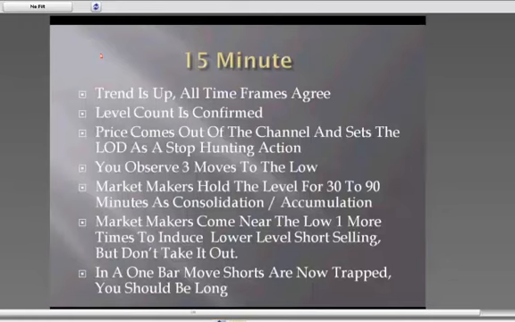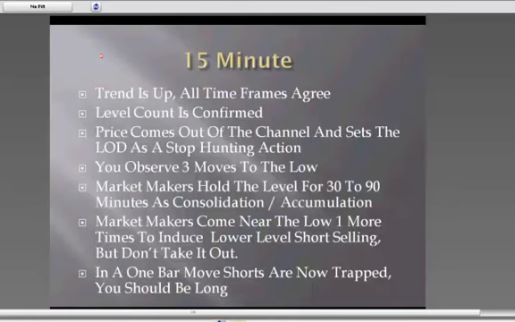The trend is up. All time frames agree. Level count is confirmed. Price comes out of the channel and sets the low of the day as a stop hunting action. You observe 3 moves to that low. Market makers hold the level for 30 to 90 minutes and work it. Consolidation accumulation is occurring. They are collecting contracts for lower level short holders.